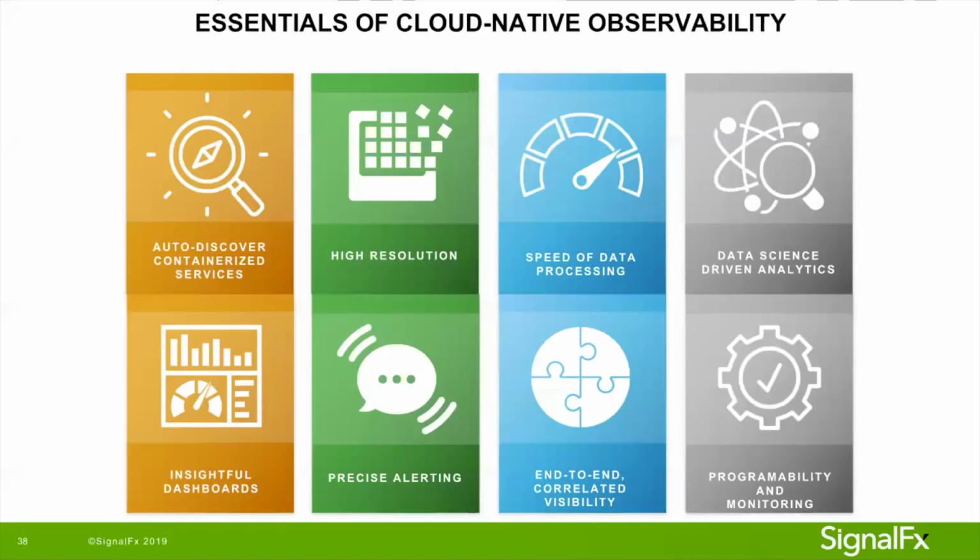And your observability system must have certain qualities which are even more critical in cloud native environments, especially since in cloud native, things are spinning up and down and elastic. So auto discovery is important. High resolution is important so that you're able to find problems quickly. Speed of data processing is important so that when a problem happens, you are able to slice and dice relatively fast, because otherwise that might also slow you down.